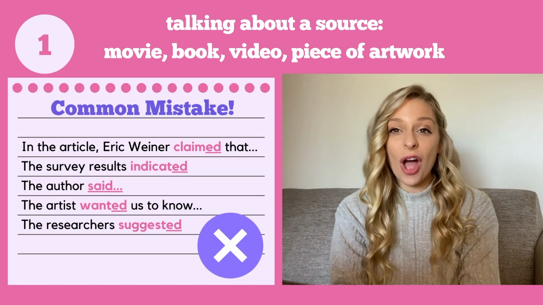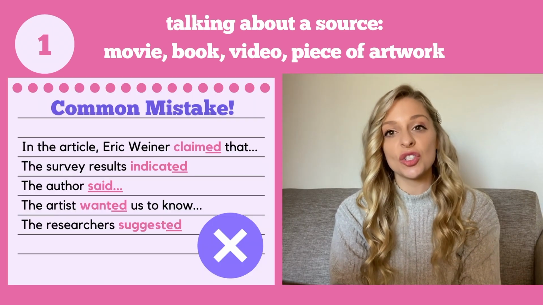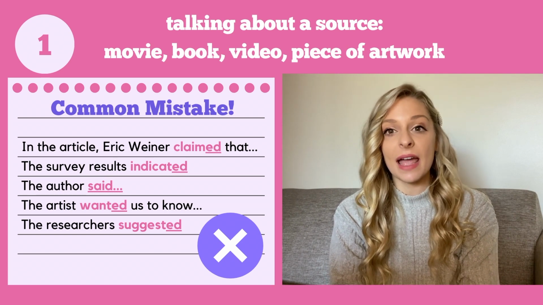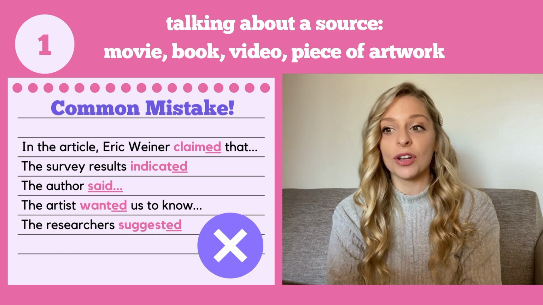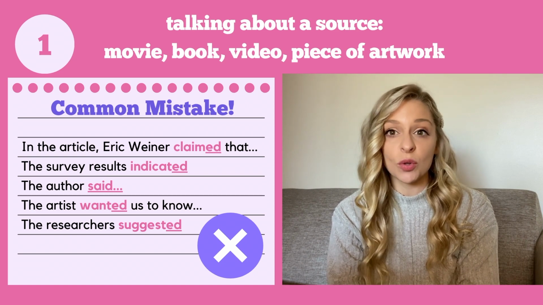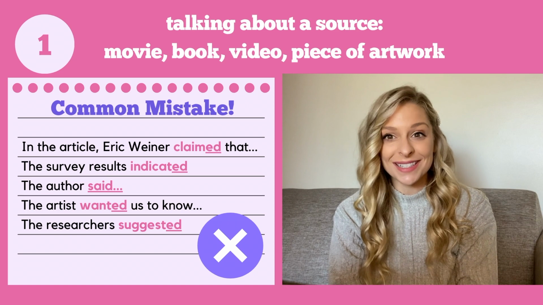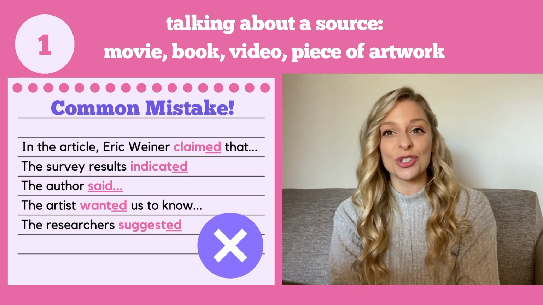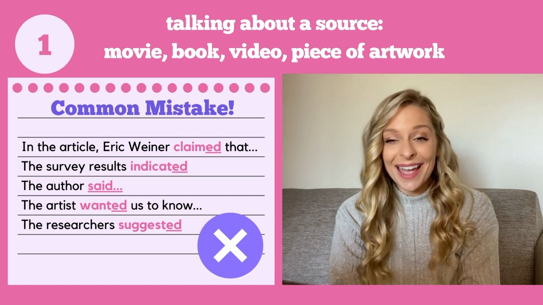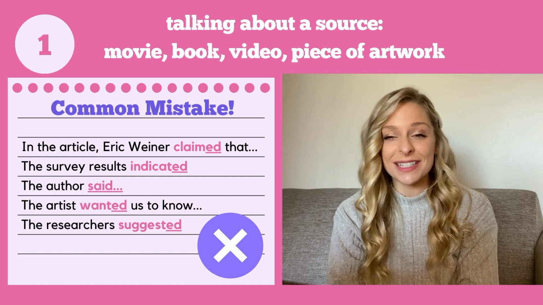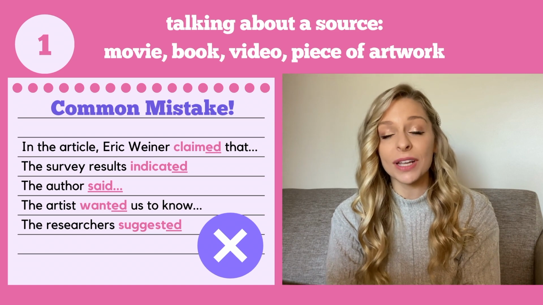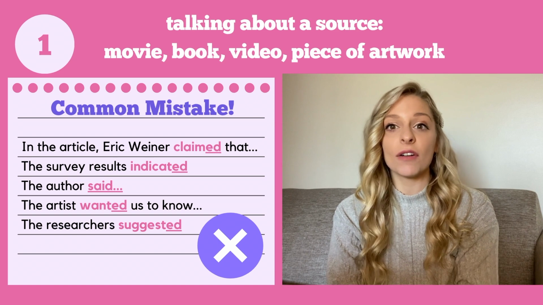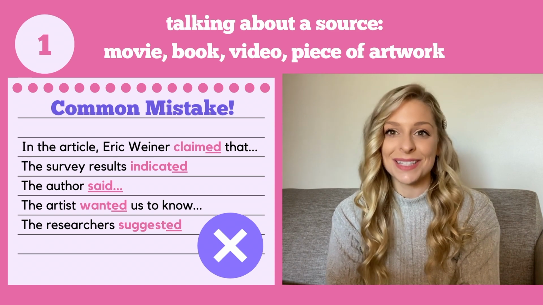And again, the common mistake that I see with this is students using the simple past instead of the simple present. They will say things like, in the article, Eric Weiner claimed, or the survey results indicated, or the artist said, or the artist wanted us to know, or the researchers suggested. Now, I get it, the researchers, the artists, the authors, they completed their work in the past, but we talk about sources like they are facts, and we talk about them in the simple present.